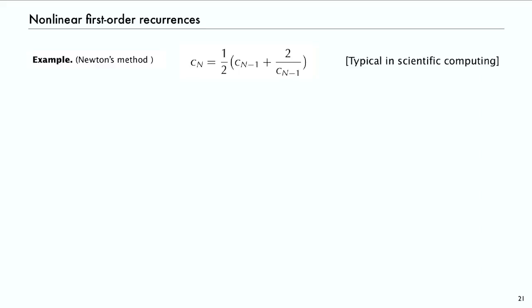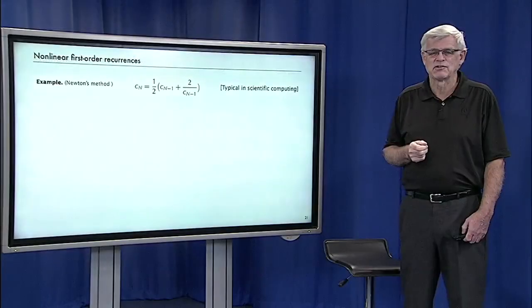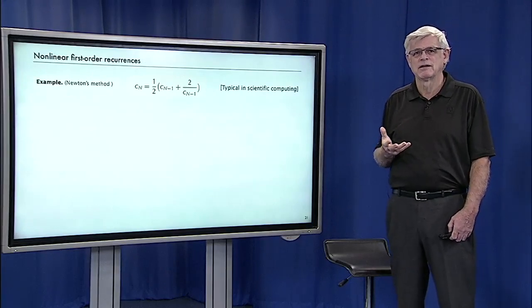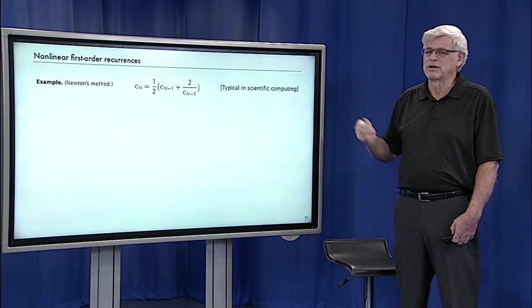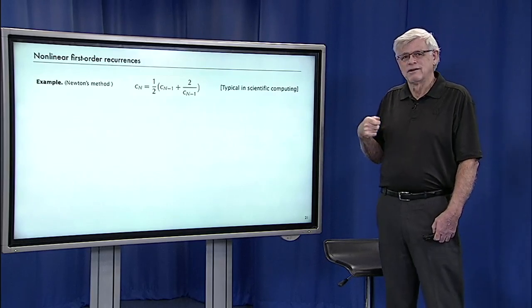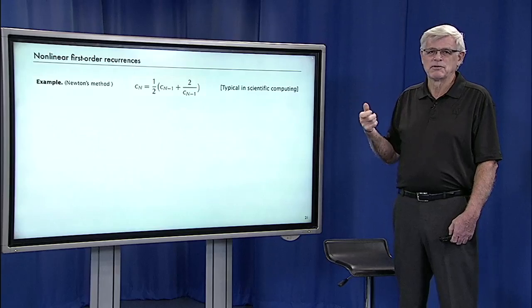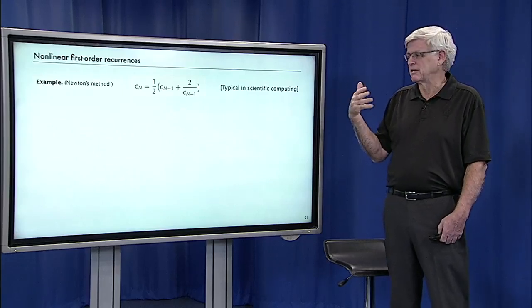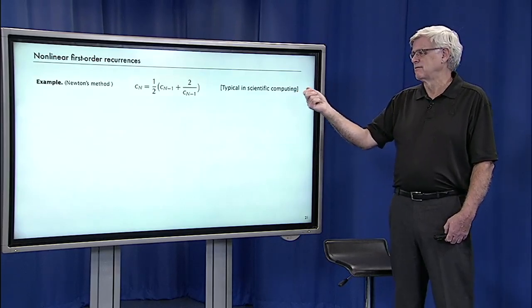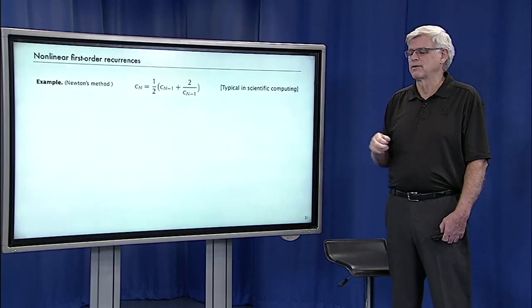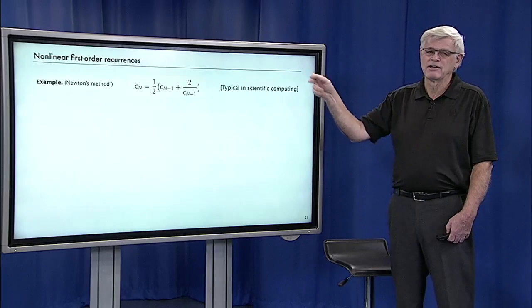So what about nonlinear first order recurrences? Well, those are familiar actually to people who do numerical calculations. A very famous example of that is Newton's method for computing roots of functions. I'll just do an example for computing the square root of 2. Newton's method says in order to compute the square root of 2, you start with some initial estimate, like 2, and then take the average of your current value and 2 over your current value, and use that as your next estimate.